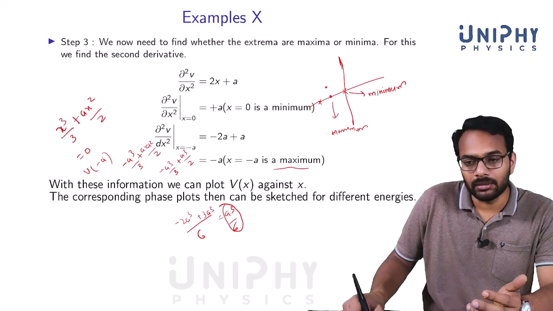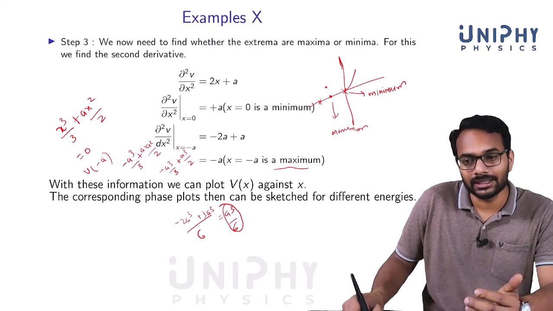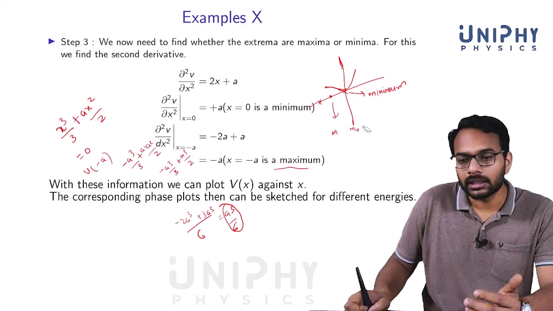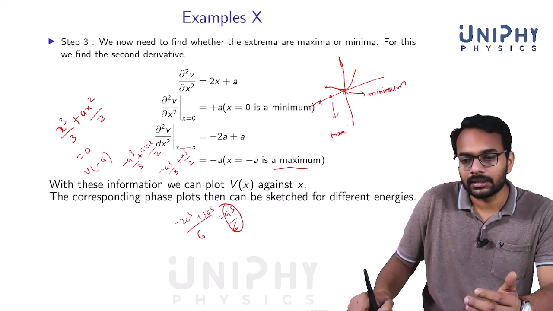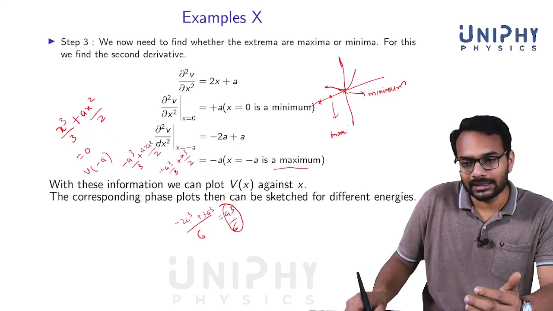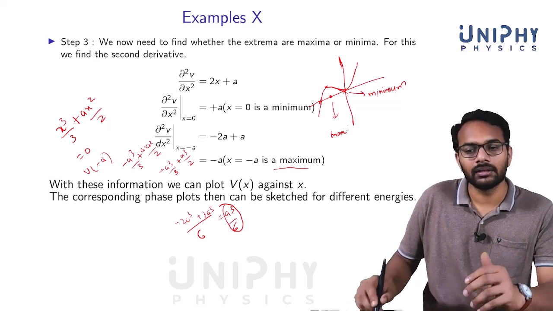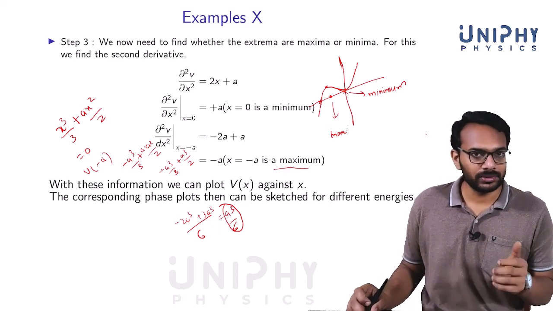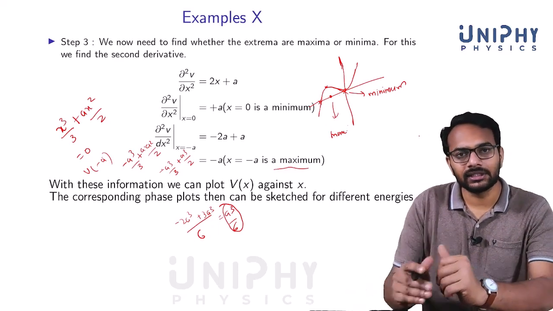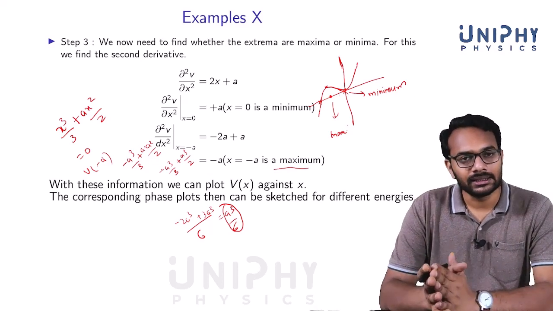We know that this is a minimum, so it has to increase in both directions from here, and it reaches this point, and then here it hits a maximum. This is a maximum, right? And if it's a maximum, it has to decrease in both directions. It's decreasing here, and it has to decrease along here also. So this is our potential energy curve. Okay, I hope this is clear. These details are sufficient to fix the potential energy curve, right?